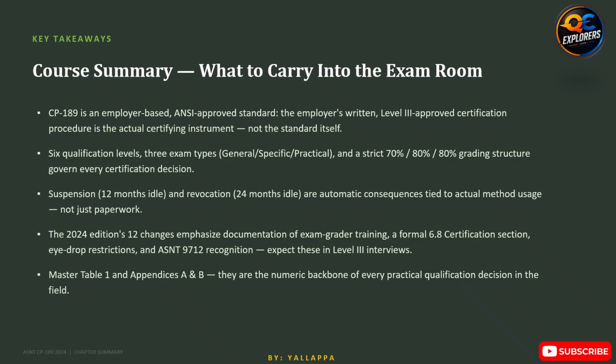Just as important is the grading structure. Remember the numbers that should now be second nature. 70% minimum for each written examination, 80% minimum for the practical examination, 80% minimum overall composite average for certification eligibility. These 3 values govern every certification decision under CP-189 and should be committed to memory before entering any Level III examination.